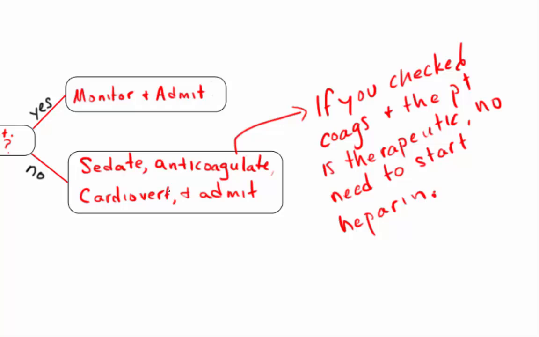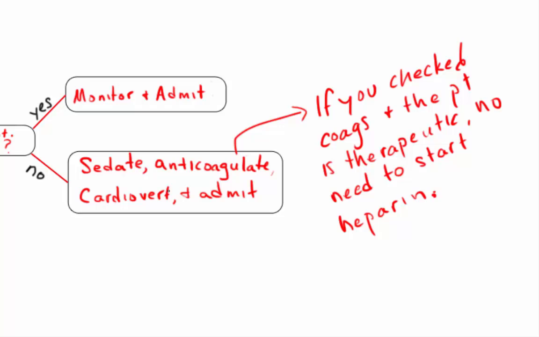So for now, just know that if you're going to cardiovert a patient, you need to sedate them and provide analgesia before you do. And the other thing you need to do before you cardiovert them, you need to start a heparin drip if they're not currently anticoagulated. But you should have had labs drawn as soon as the patient got into the room, so ideally you're going to have your coag values back.